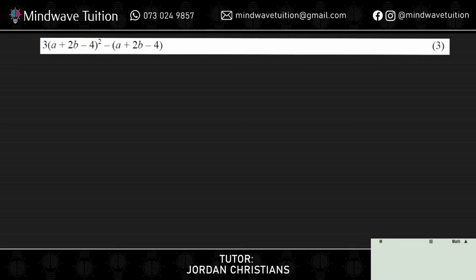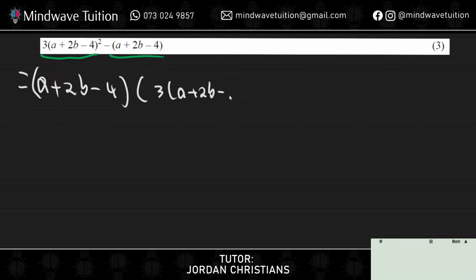So we have two brackets and they are the same, so we can just take out the common bracket. So let's just take out the common bracket of a plus 2b minus 4. A plus 2b minus 4 as my common bracket, and that leaves me with 3 times, we only took out 1, so that leaves me with 3 times (a plus 2b minus 4), and then we took out the entire bracket, so minus 1.